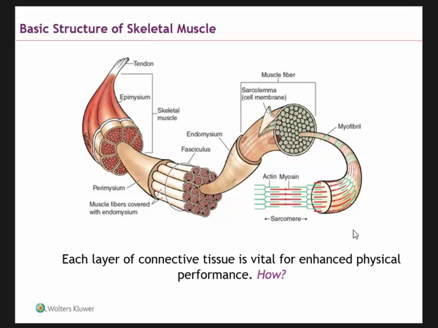Normally in class, I would present this question: we know that each layer of connective tissue is vital for enhanced physical performance. But my question for you is how? How do those layers help with my sport performance or my exercise?